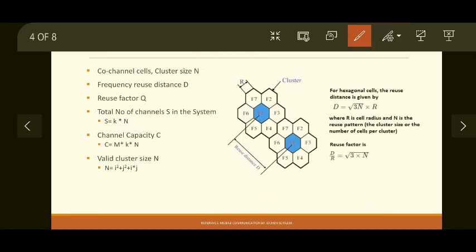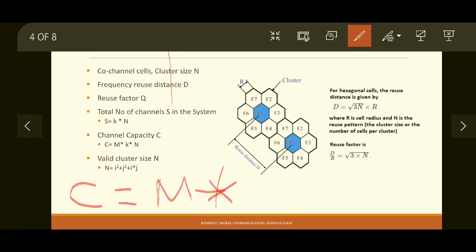calculate. Then how can you calculate the capacity of the channel? Channel capacity is the number of channels that are used by the entire coverage area or entire system. So channel capacity is given by m into k into n. M denotes the number of times the cluster is repeated to cover the entire region. In this diagram it is repeated 2 times, but this may not be covering the entire region.